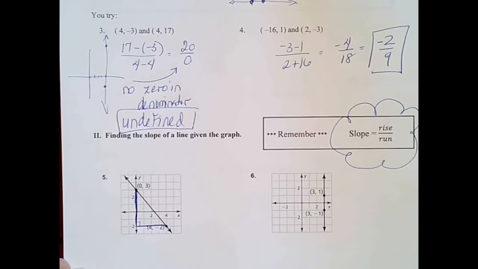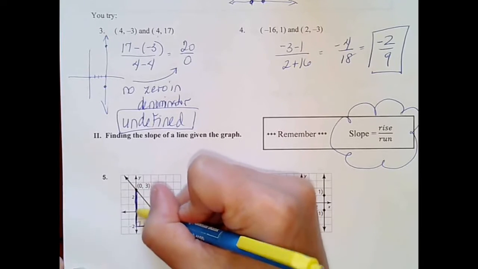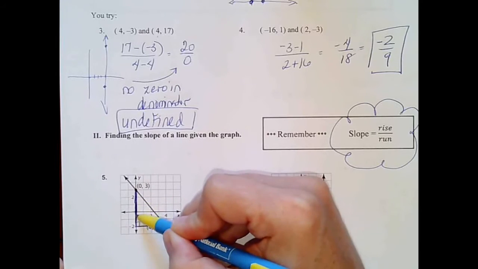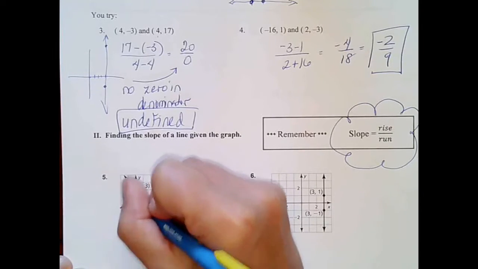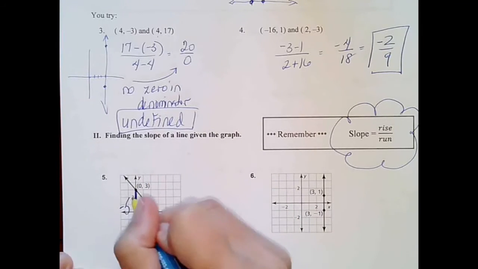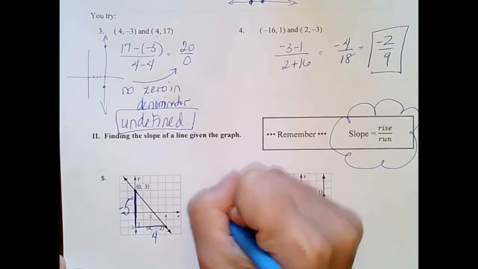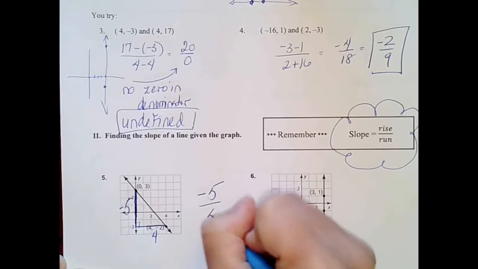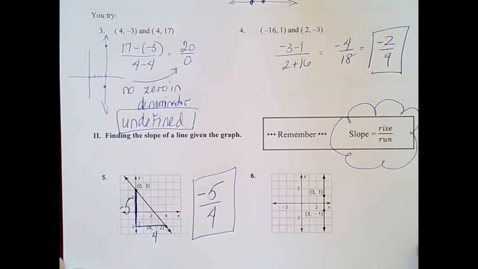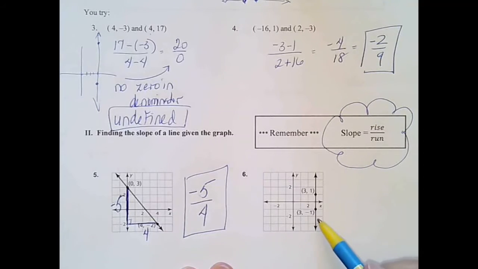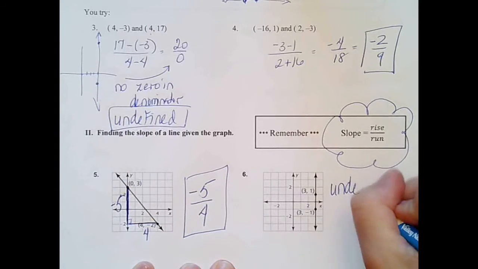Well, my rise is down 2, 3, 4, 5. That's -5 because I'm going down, right? And +2, 3, 4. So my slope is rise, which is the -5, over 4. For number 6 over here, well, that's a vertical line, and we just said over here that when there's a vertical line, it's undefined. It's just something that I have to remember.